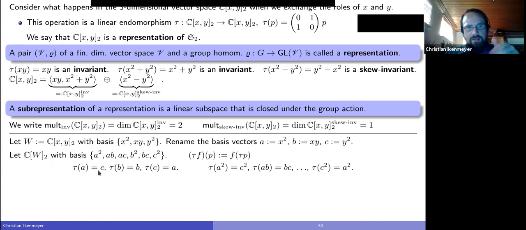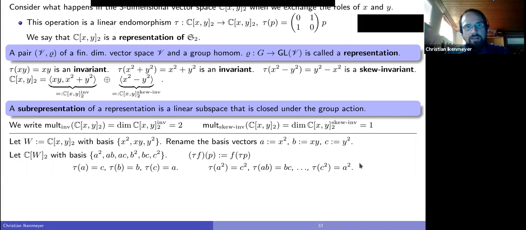So tau of A is just C, tau of B will be B, and tau of C will be A. And tau of A squared, therefore, if tau of A is C, then tau of A squared should be C squared, right? You won't have an algebra morphism here. Tau of AB is BC because you switched the A with the C, you kept the B. The B is not changed. Tau of C squared is A squared. So on the six-dimensional vector space, you now have an action of this group S2.